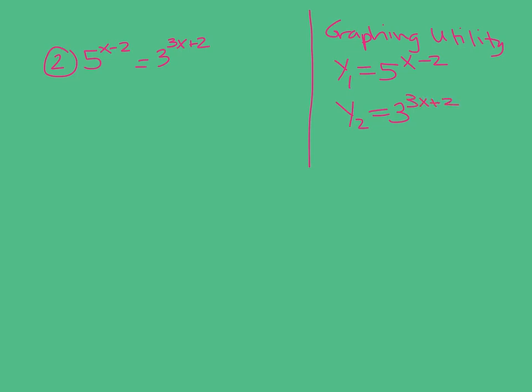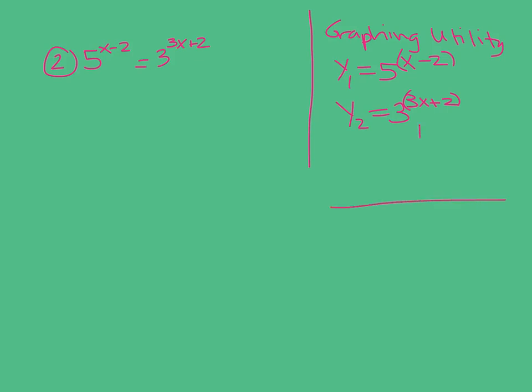If you're doing it on Desmos, you can actually just type in 5 to the x minus 2 and 3 to the 3x plus 2 straight into the Desmos app. I will tell you though, if you do this on Desmos, make sure that you put these exponents in parentheses, otherwise you might get something a little different.